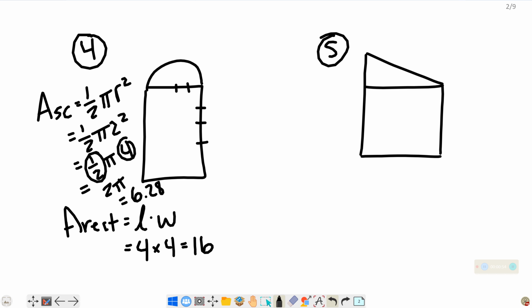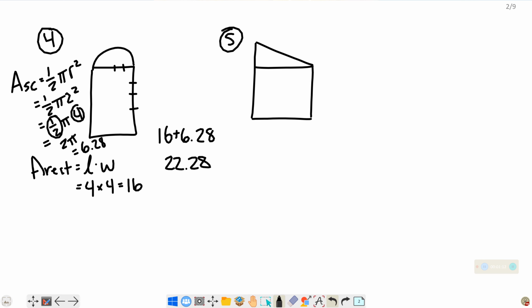To find the total area of this shape, you need to add them. So we have 16 plus 6 is going to give you 22, and then you have that 0.28 tacked on to the end.